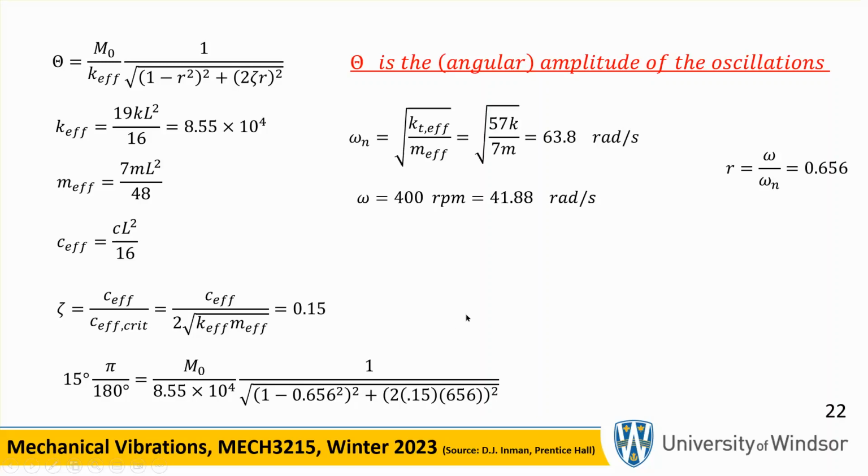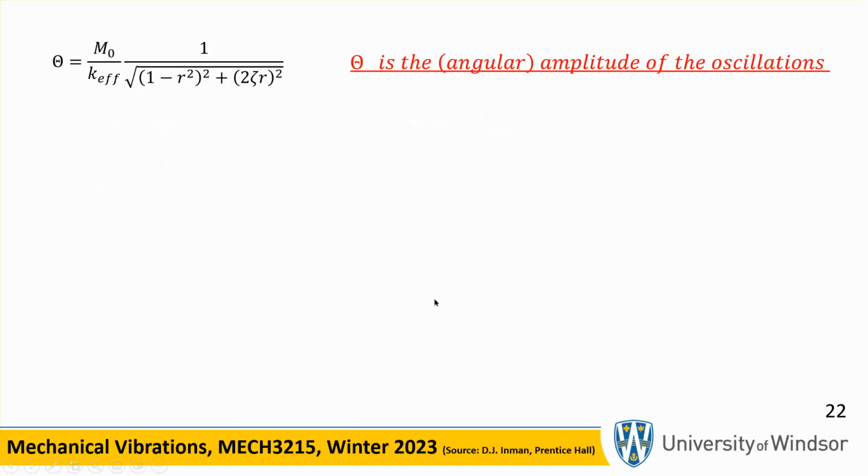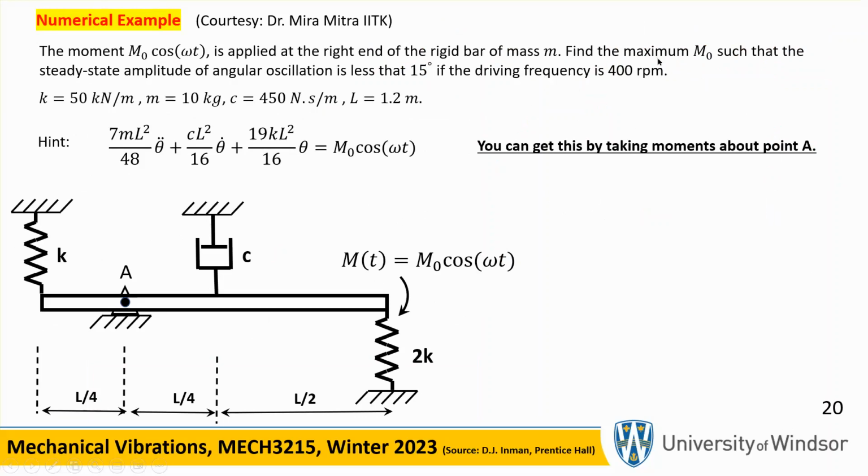Okay, this problem, the statement of the problem says, what should M naught be so that you get the biggest angle is 15 degrees. So if you go back to the statement of the problem, and we have the time, we can go back, read what it says. It says, find the maximum M naught such that the steady state amplitude of angular oscillation is 15 degrees. So you want to find the maximum M such that the biggest theta is 15 degrees.